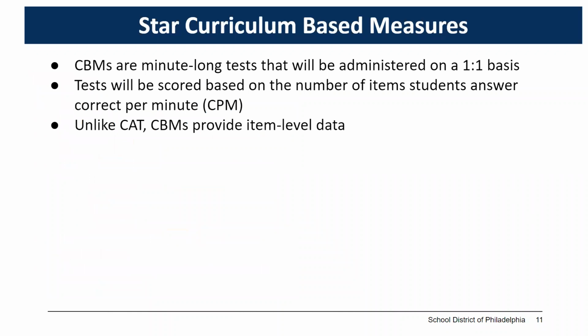STAR CBMs, as shared before, are 60-second assessments that are administered one-to-one. These assessments use a correct per minute, or CPM score, which differs from the computer adaptive scaled score. CBMs also provide item-level data, whereas CATs provide domain-level data.